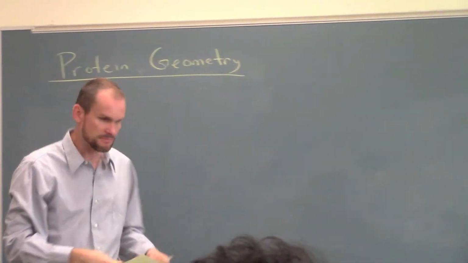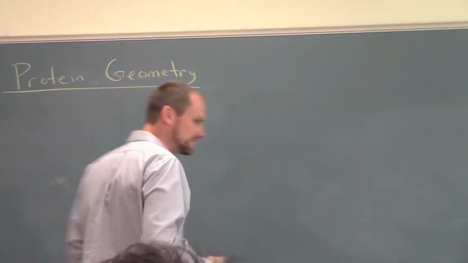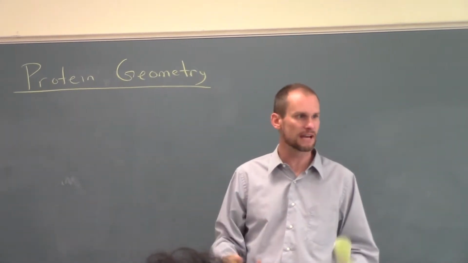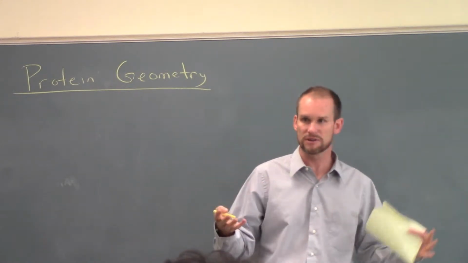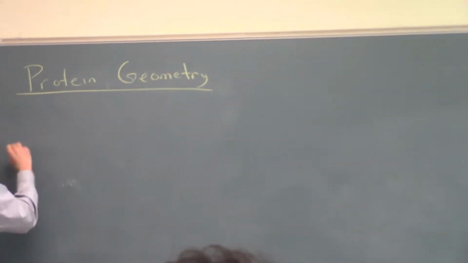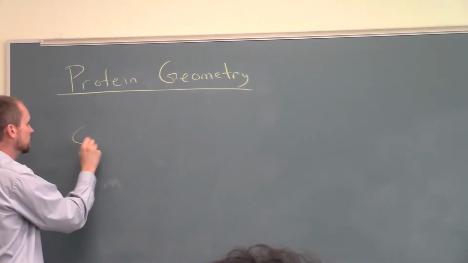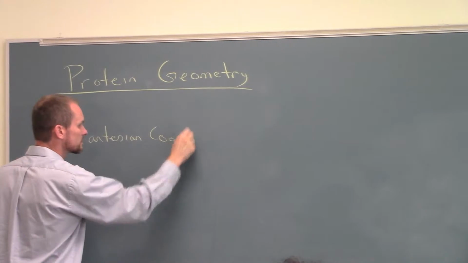I want to start with protein geometry. If we're going to do calculations on protein structures and designs of protein structures, we have to start with the coordinates of the protein and where the protein is in space. There are two ways to define the coordinates of a protein. One is Cartesian coordinates.